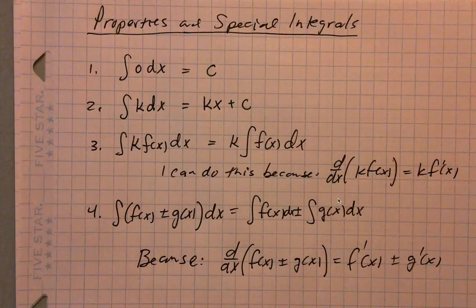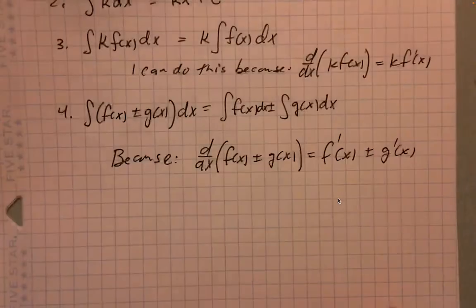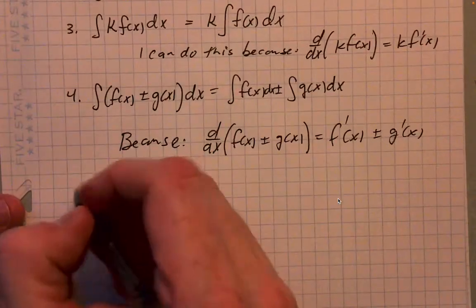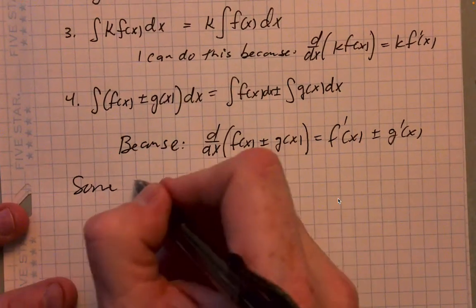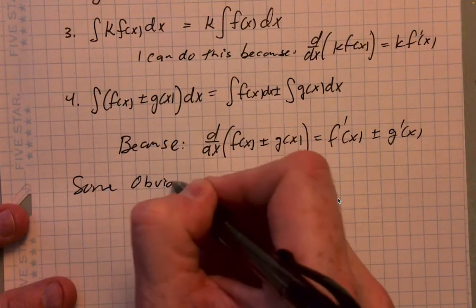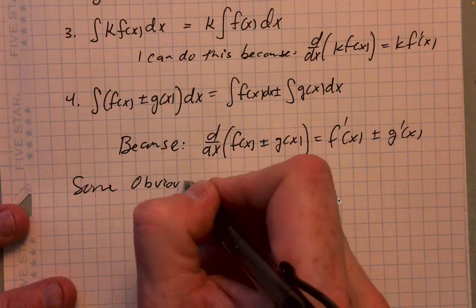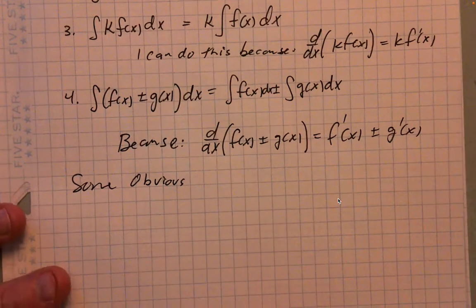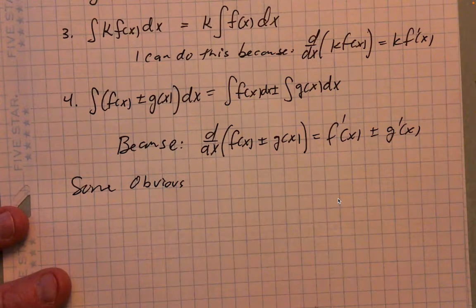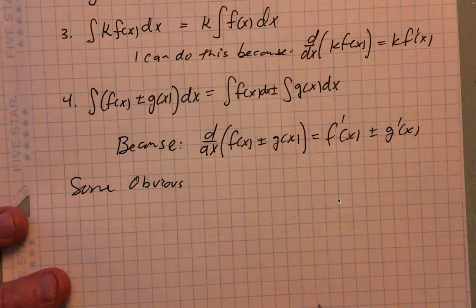So that's nice. It's good that these things hold and they're true. So those are the properties and special integrals we'll start with. And now let's look at some integration formulas. And I'll say obvious, but some of these aren't actually obvious. But they're obvious in the sense that they come directly from the differentiation rules that we know.